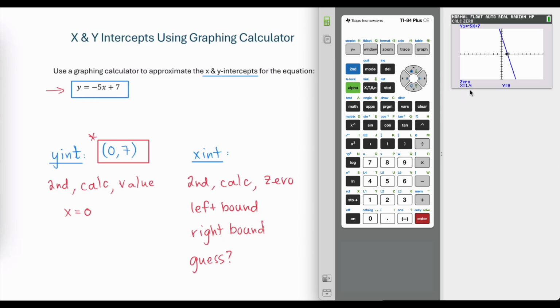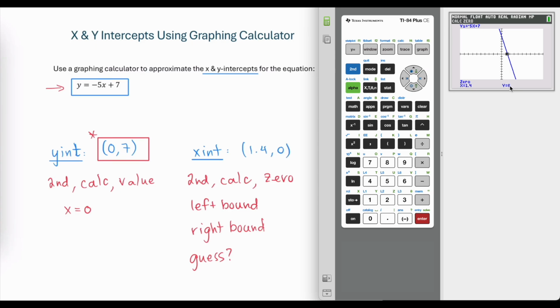And now it's saying x is equal to 1.4 with the y coordinate of 0. So that is our x-intercept. The x coordinate is 1.4 and the y coordinate is 0.